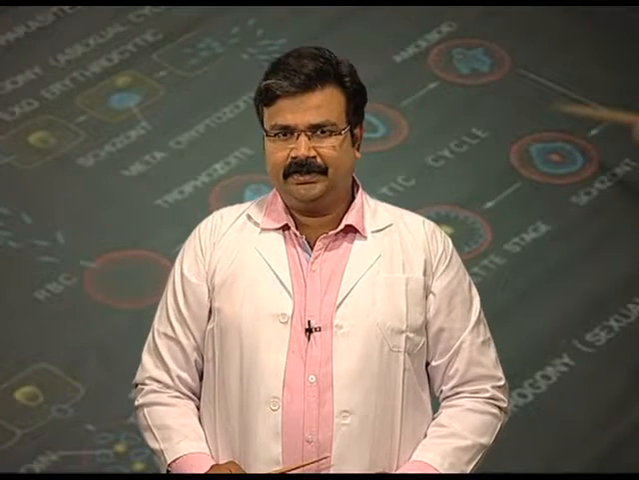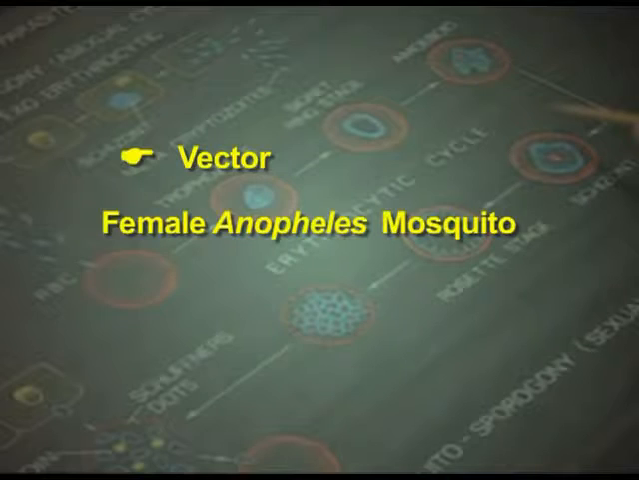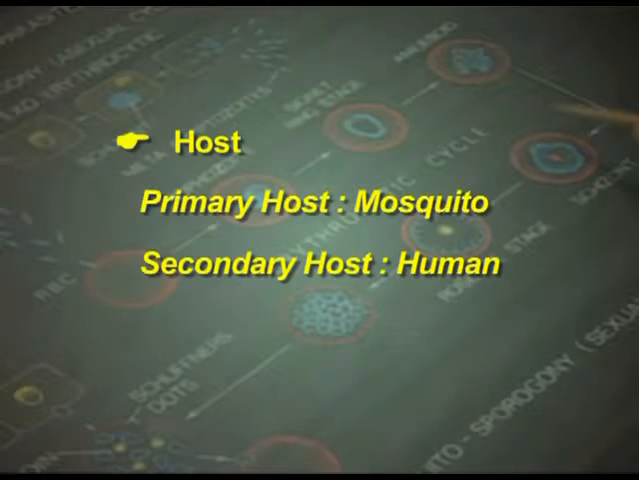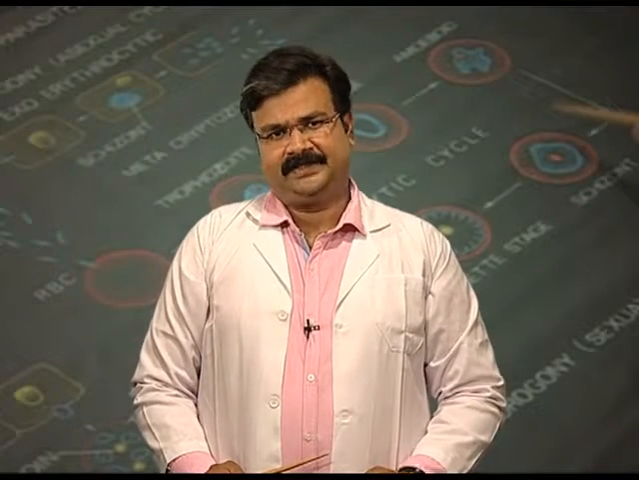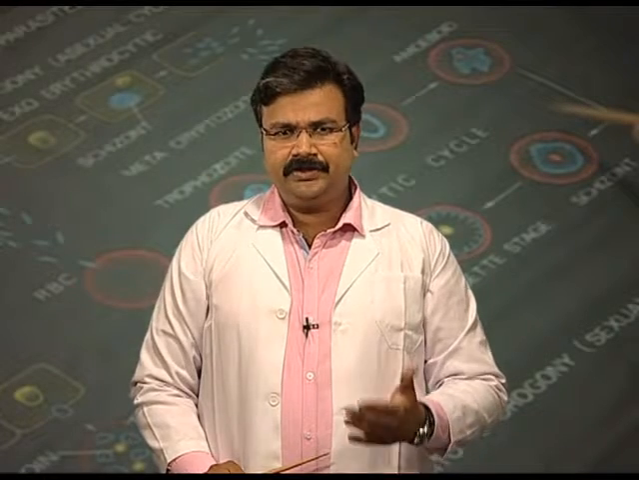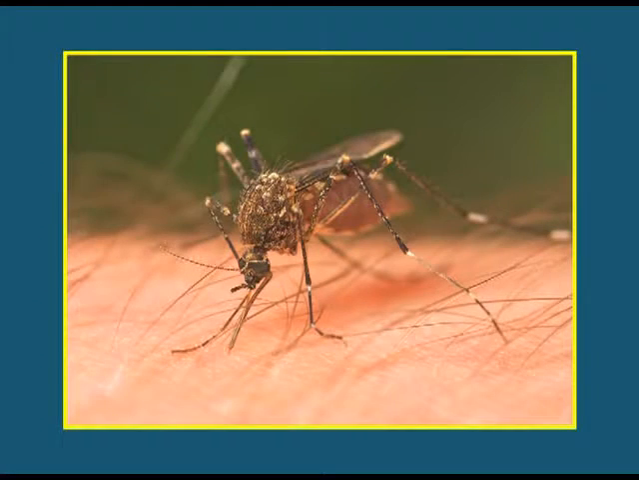Now, what is the vector? The vector in this case is the Anopheles mosquito, which is also serving here as the primary host, because if we talk about the life cycle part, the sexual life cycle takes place inside the mosquito. Now, if the mosquito is the primary host, who is the secondary host? Man is the secondary host, because in him the asexual cycle takes place. The Anopheles, which carries or transfers the Plasmodium from one individual to another, serves as the vector.